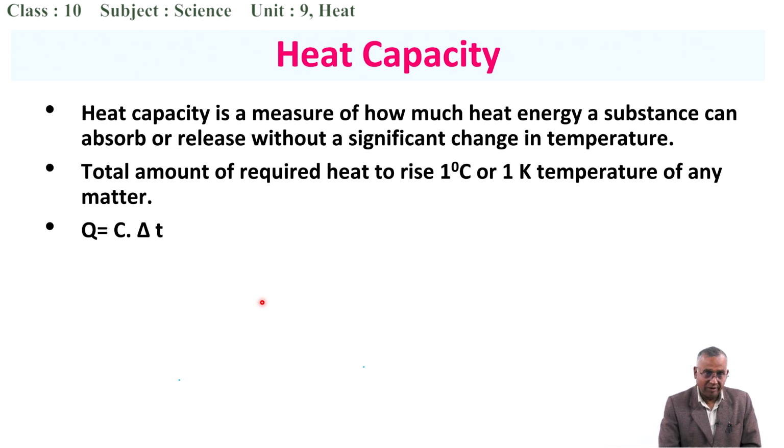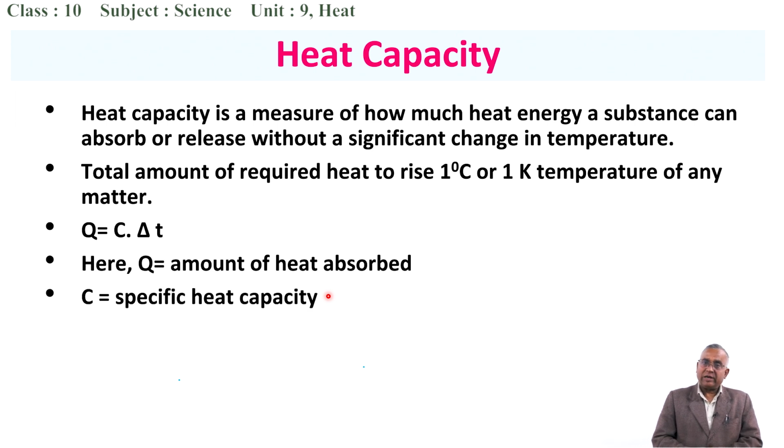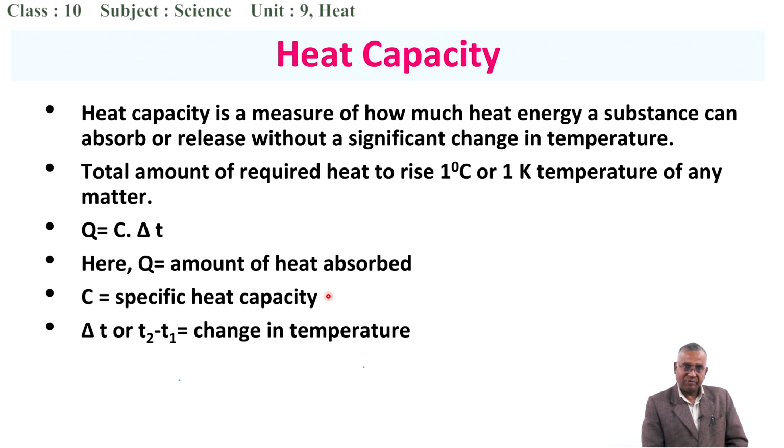Okay. So, here Q is the amount of heat absorbed. If a body is cooling, that may be the amount of heat released, heat lost. C is specific heat capacity, as I told you, and delta T is the change in temperature, which can be denoted by T2 minus T1. T2 is final temperature, T1 is initial temperature.